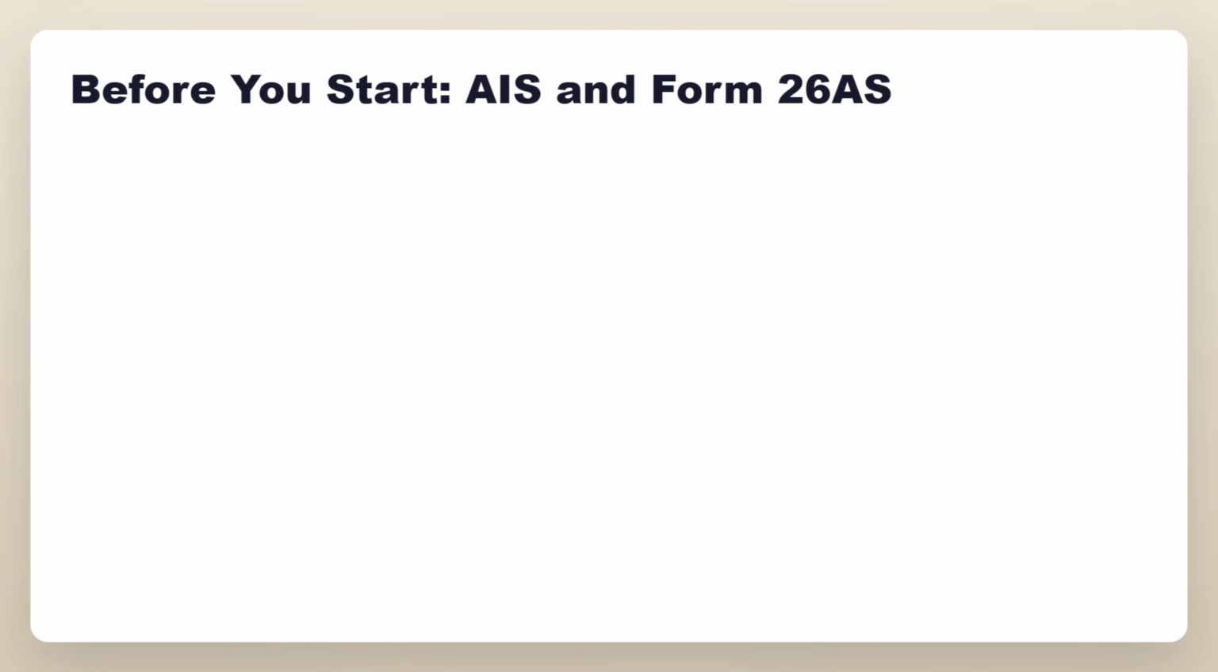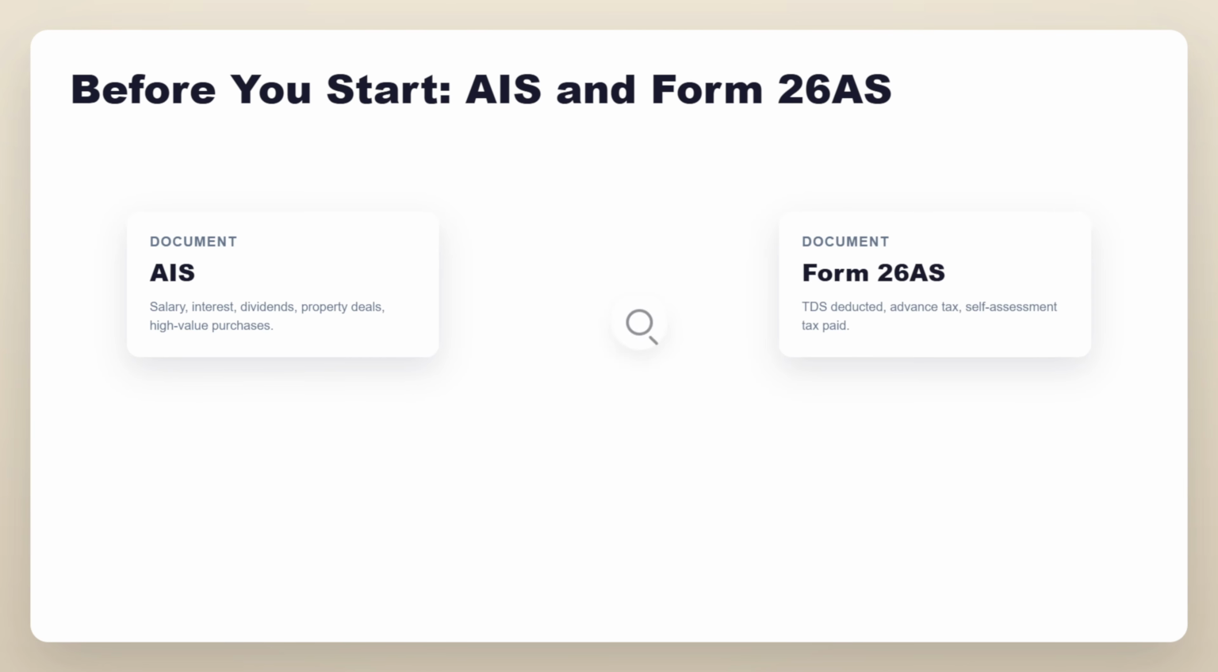Log in and download 2 documents first. The annual information statement shows your financial transactions as reported by third parties: salary, interest, dividends, property deals, high-value purchases. Form 26AS shows all TDS deducted, advance tax, and self-assessment tax paid. Cross-check both against your own records and resolve any mismatch before filing.